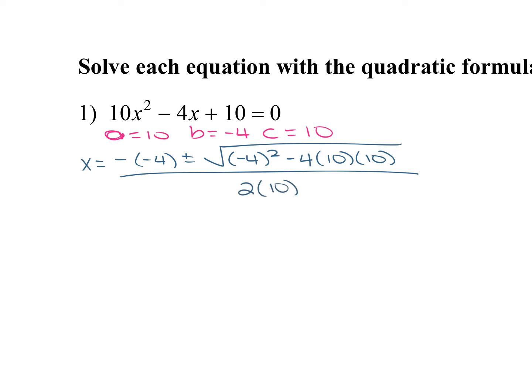From here, we're going to simplify. Double negatives turn into positives, so that's x is equal to 4 plus or minus the square root of 16 minus 400 all over 20. That 16 minus 400 is going to give you a negative 384.